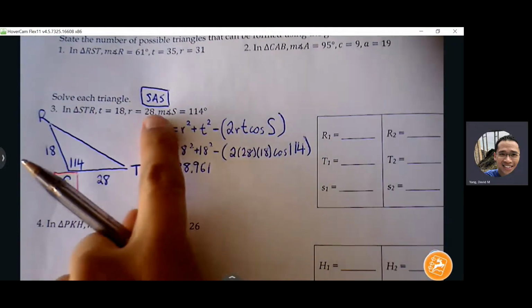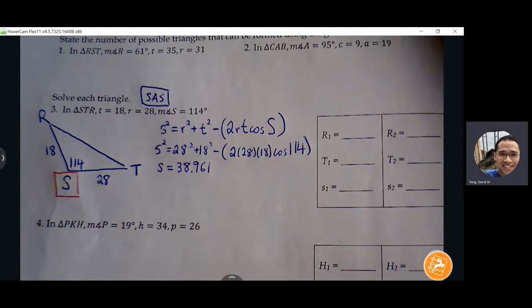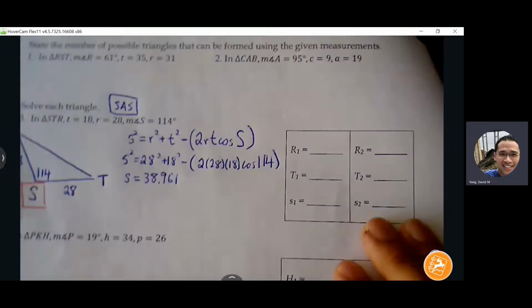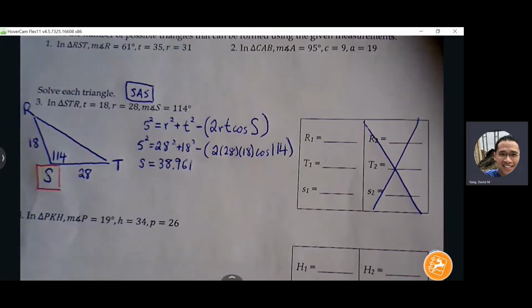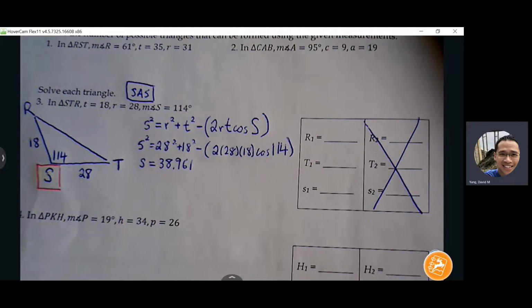Oh, and by the way, it's side-angle-side, right? So we know it's not going to be two triangles. The only time you're going to get two triangles is if it's side-side-angle and you realize that the hanging side is shorter than the hypotenuse but longer than the altitude, right? So we're only dealing with a second triangle if it's side-side-angle and very specific conditions pass.